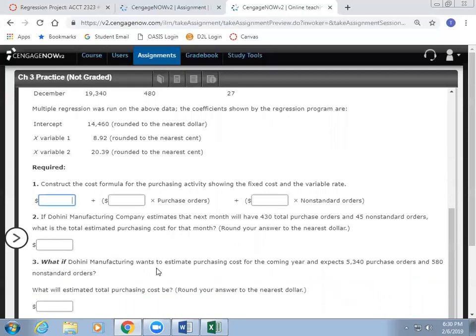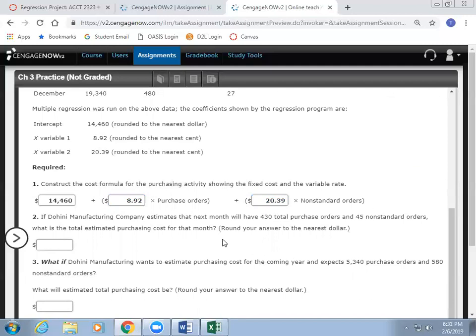Well, now our total costs are going to equal our fixed cost, that's 14,460, plus the variable purchase order of $8.92 times purchase orders, plus, we just add a next section, $20.39 times our non-standard orders. Okay. So given this new formula, we can calculate next month's costs based on how many purchase orders we're processing, both standard and non-standard. So we're just adding more math to it, really. You're just extending it out, okay?